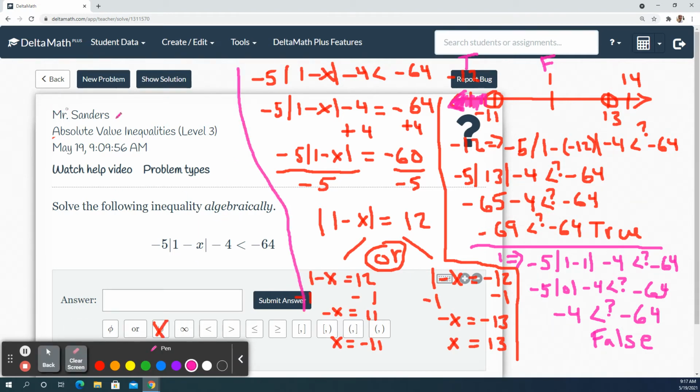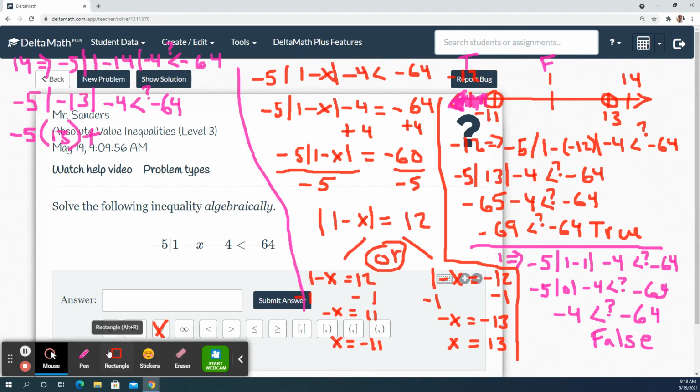All right, and now we're testing 14, is what I picked. And here we go: negative 5, absolute value of 1 minus 14, and absolute value, minus 4, less than negative 64. So we have negative 5, absolute value of negative 13, minus 4. Question: is that less than negative 64? Absolute value of negative 13 is positive 13.